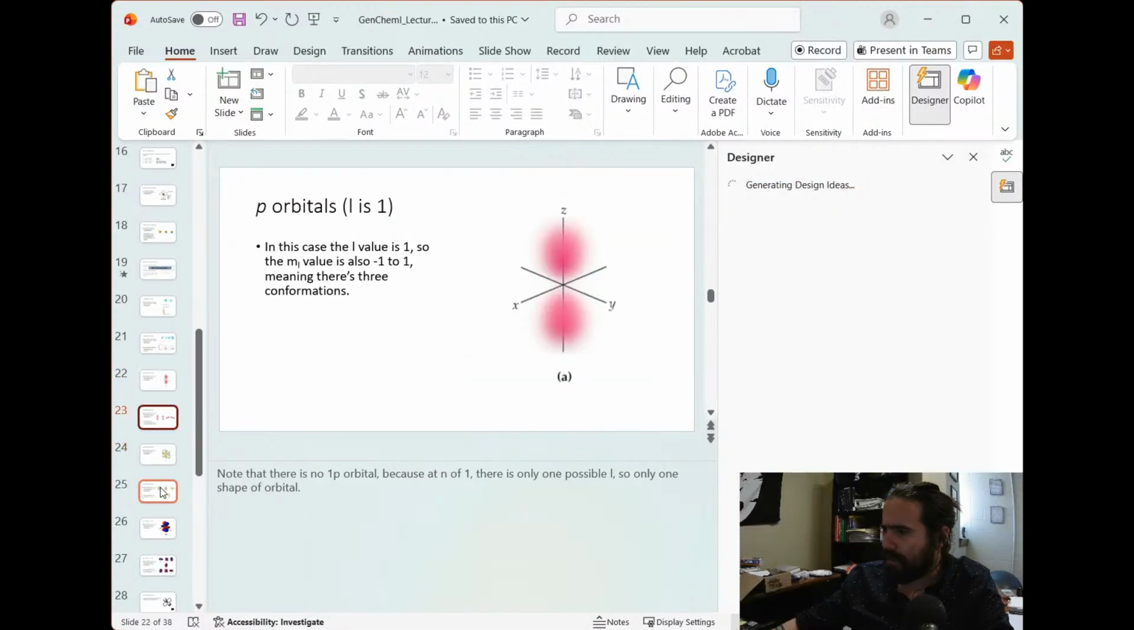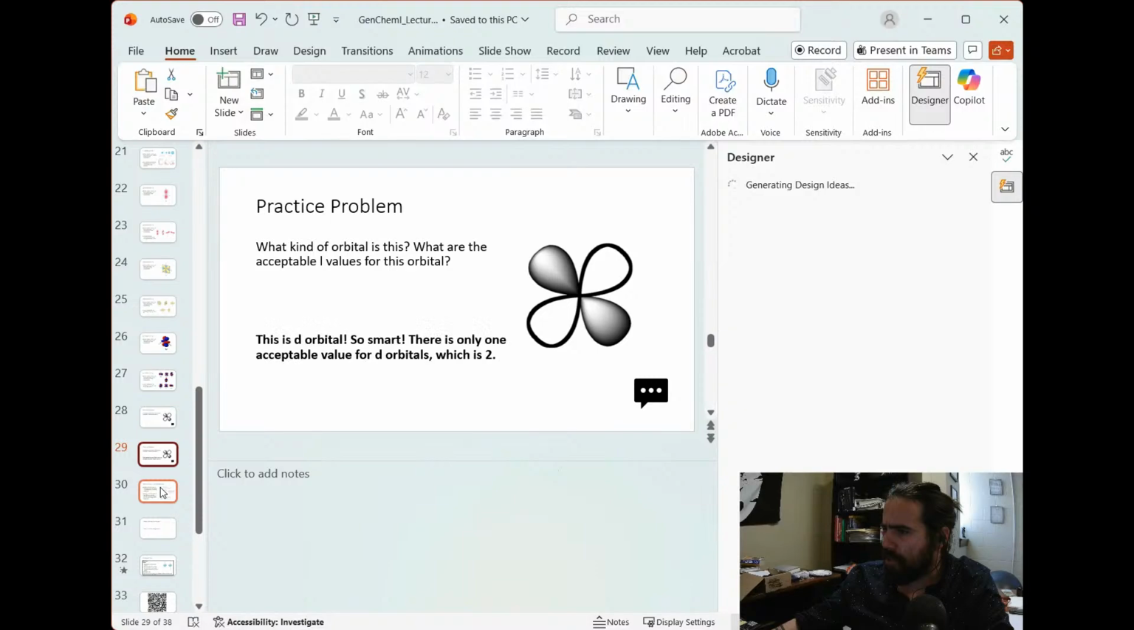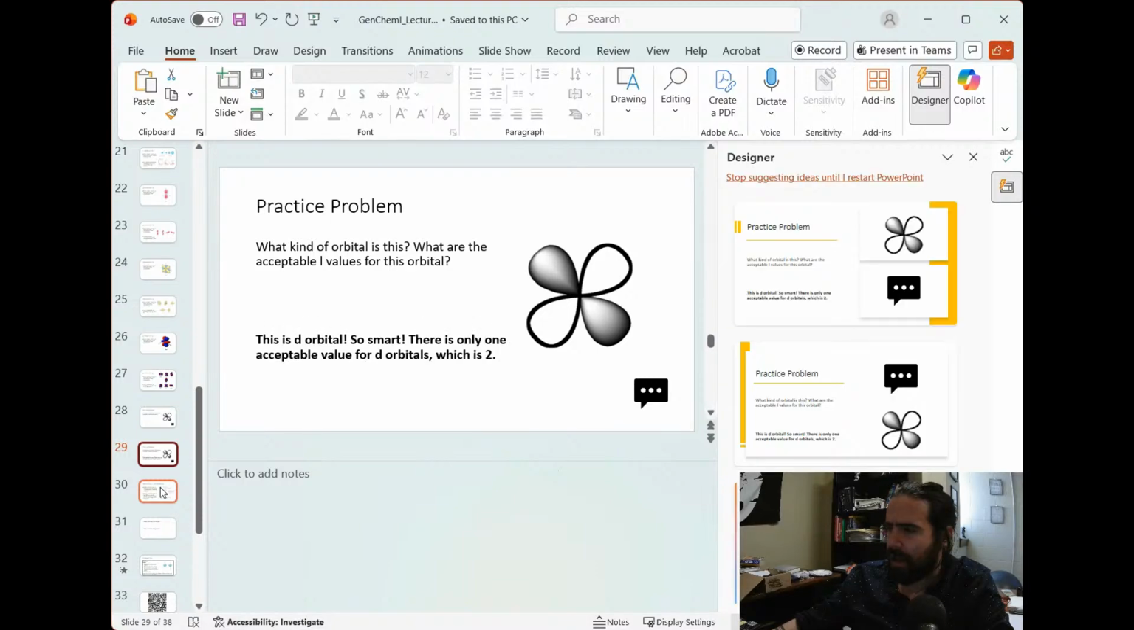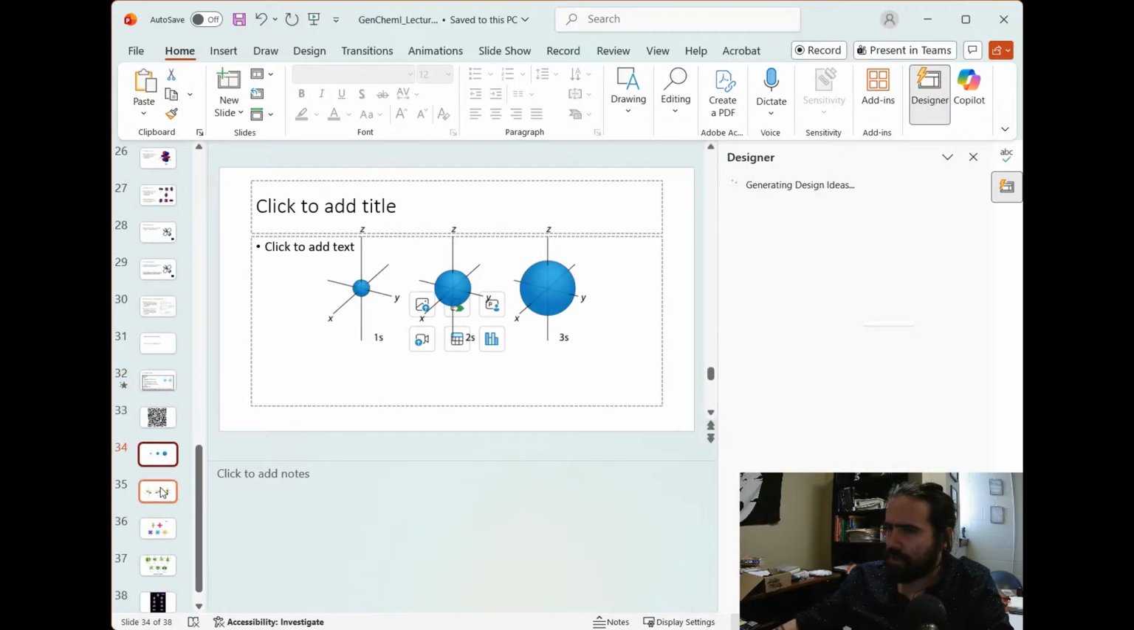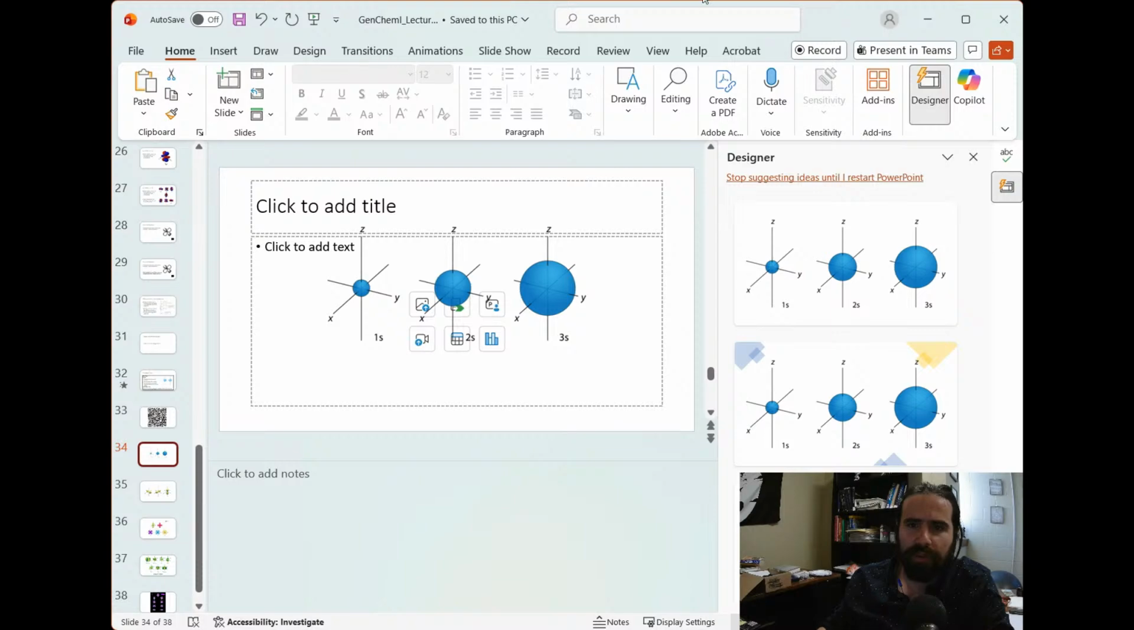All right, so I mentioned a minute ago about different kinds of orbitals.